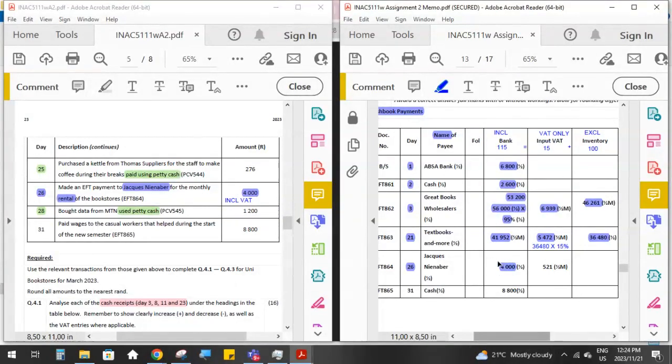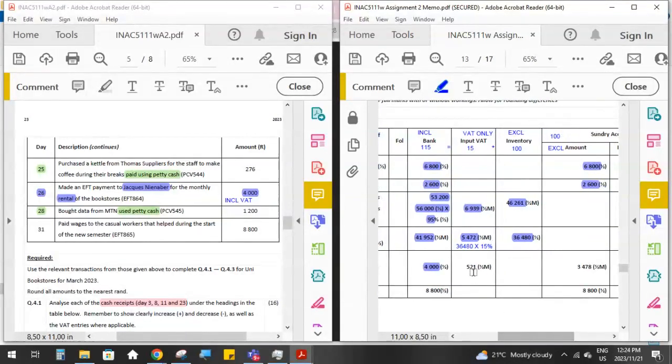But then we must split the 115 into the 15 and the 100, so that we put the VAT in the VAT column and the excluding VAT in the sundry column. So to work out the excluding VAT, when we've got the including VAT amount, we can say 4,000 divided by 1.15 equals 3478. And then we can say 4,000 minus 3478 equals 521.